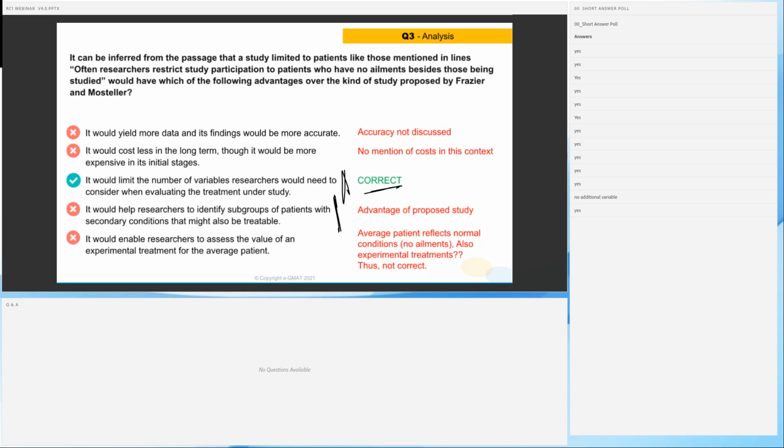This is the subgroups, this is the advantage of the proposed study, not of this. So people who chose choice D, they did not read the question properly. They jumped through, which is why they got this wrong.